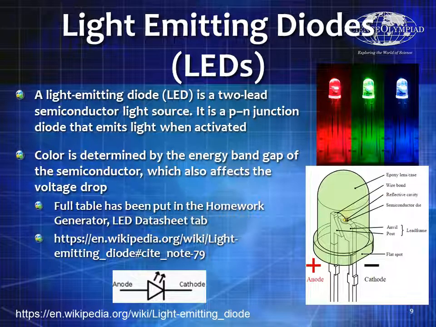But light emitting diodes are a special type of diode that emit light when activated. The color is determined by the energy band gap of the semiconductor, which also affects the voltage drop. I put a full table of all of this in the homework generator under the LED datasheet tab. You can also find it on Wikipedia. Normally, for a light emitting diode, they'll either put a box that says LED with a direction, or they'll do the LED symbol with pictures of the light emitting, as you see here. Also, make sure that you've got in your binder multiple copies of different cutouts of the different parts of a diode, of an LED.